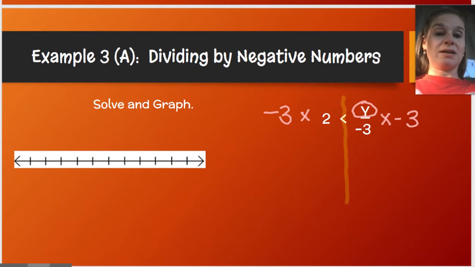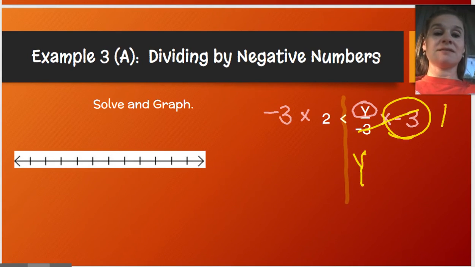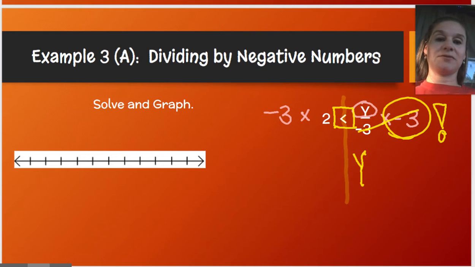So let's go ahead and cancel all this stuff out. So I'm left with y on this side. But remember, because I did this, I have to do what to my sign? Brand new rule, we're going to flip that sign. So instead of saying less than, we're going to say greater than. And then on the other side, we've got -3 times 2. So -3 times 2 is -6.